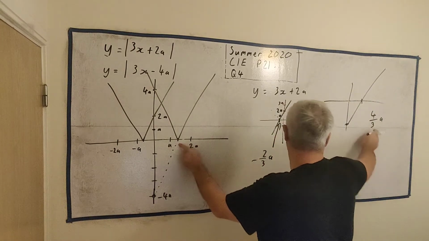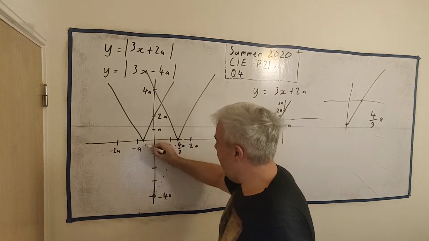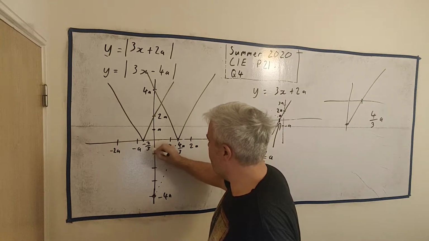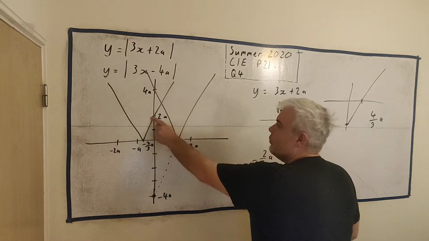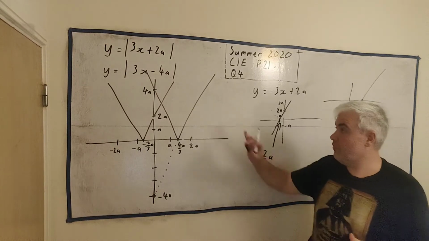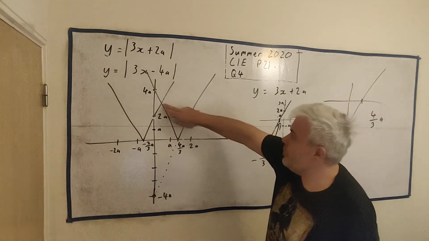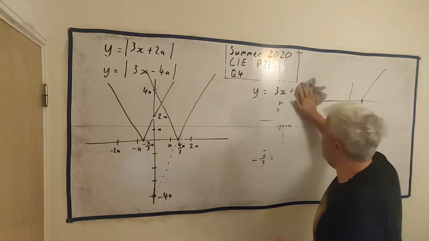Actually, I haven't given this number. I wrote it over here. It's 4 over 3a. And this number here, minus 2 over 3a. 2a here and 4a. That's perfect. That's enough for them to give you full marks for part A. Okay, for part B, they asked to find the intercept here, this point right here.